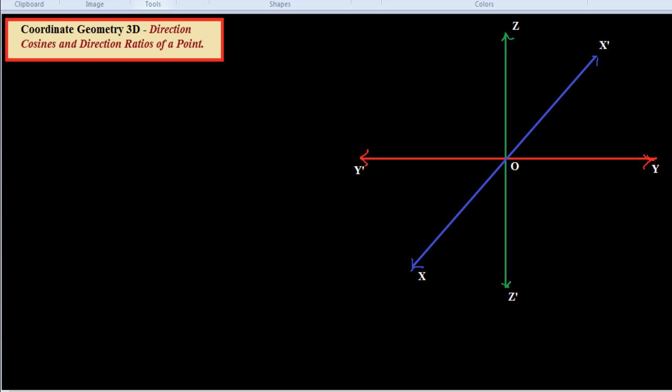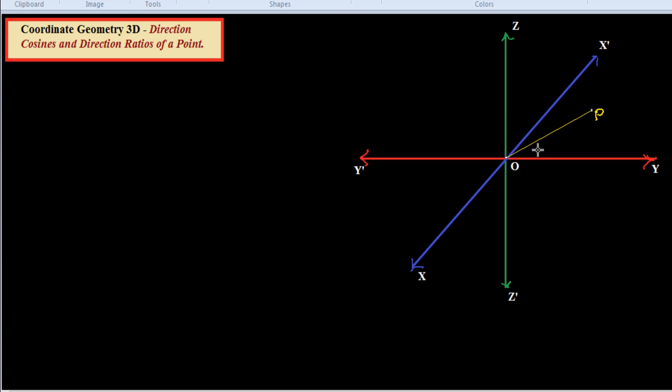So let us take a point P in a space. This is our P point in a space. We join this P point to the origin. So this is P point to origin. Join this, and this OP makes an angle with the positive direction of x, y and z axis.